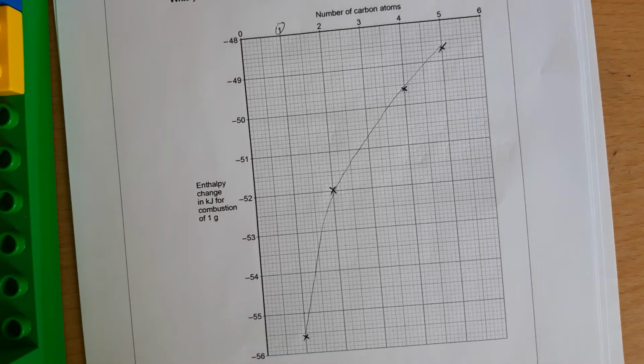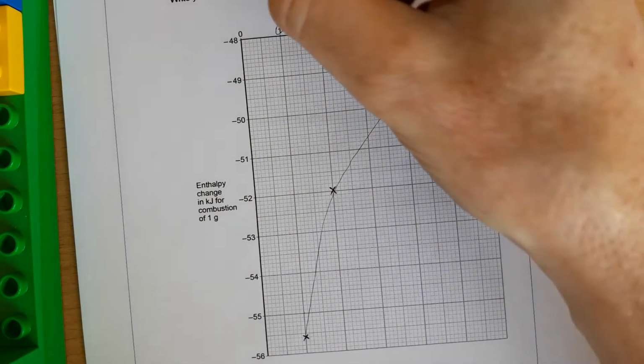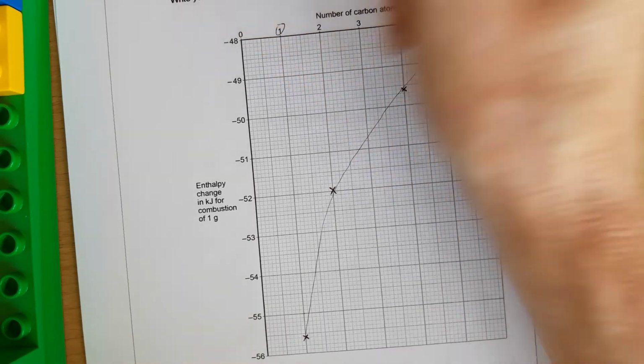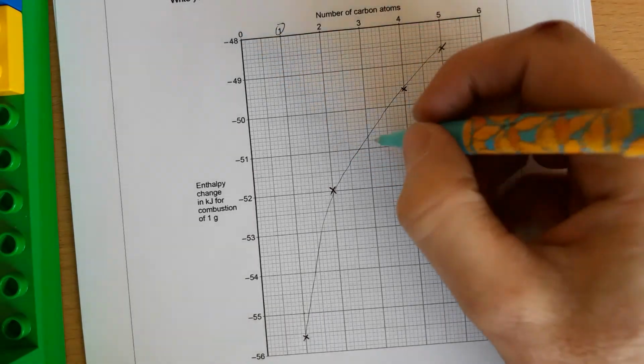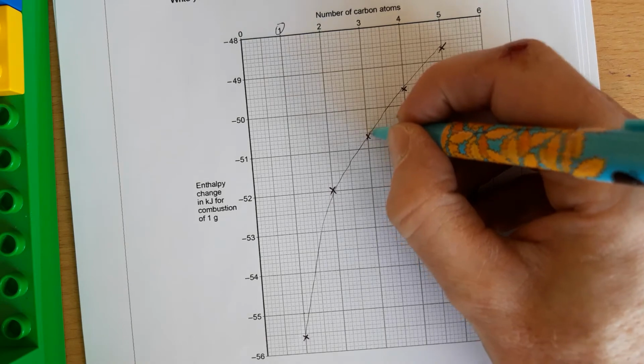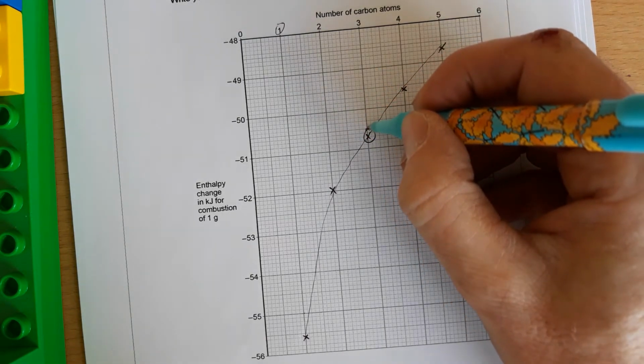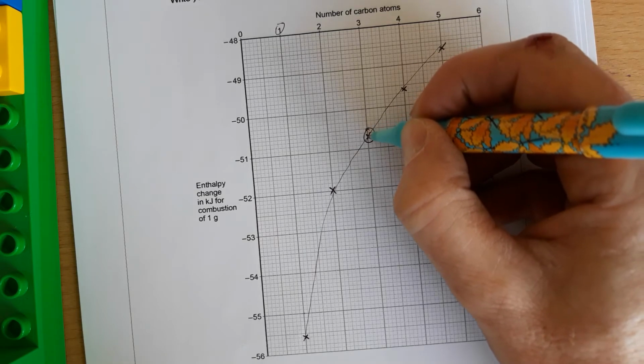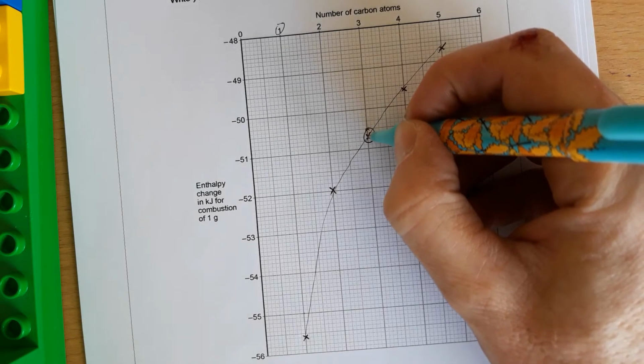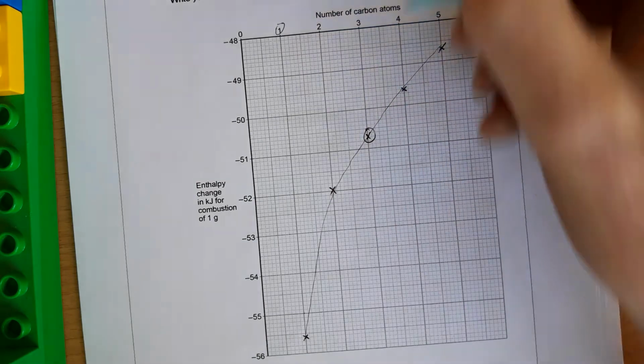Smooth best fit curve. Value from the best fit line for 3 carbon atoms. So what it's saying here is draw a best fit line, which I've done, so that can be a curve. Use this to estimate the enthalpy change for combustion. So we're looking around about here. That's my estimation: minus 50.7.